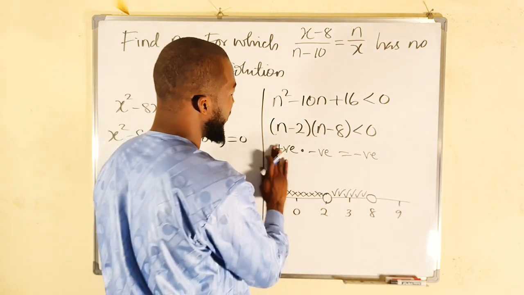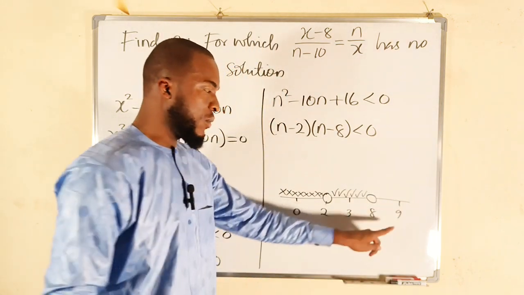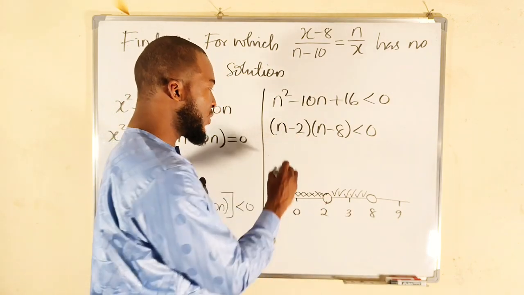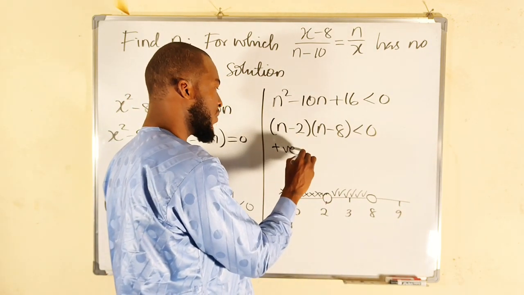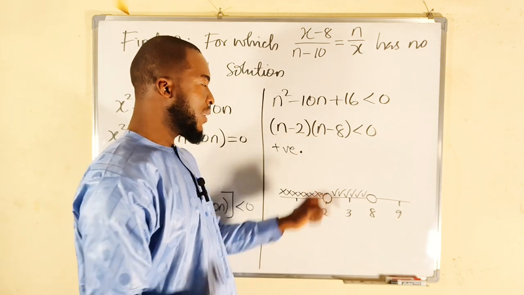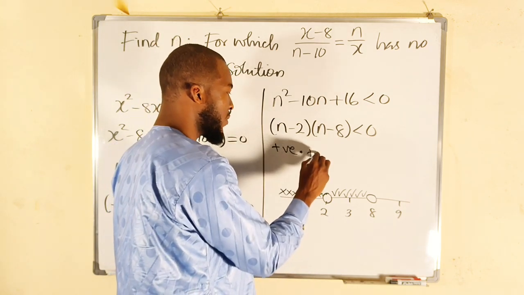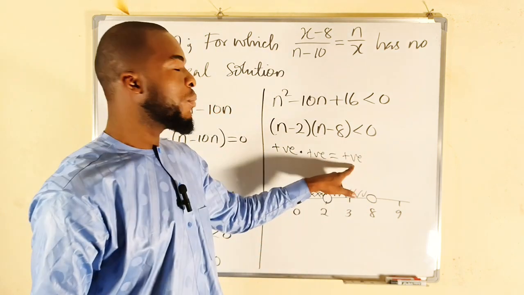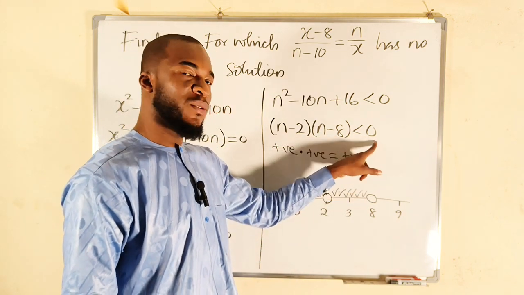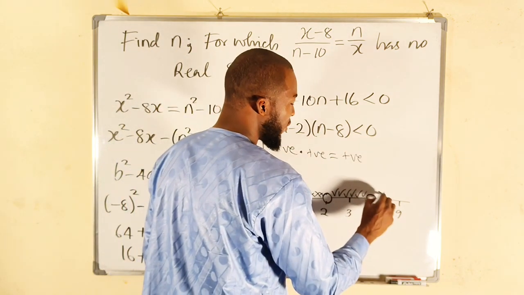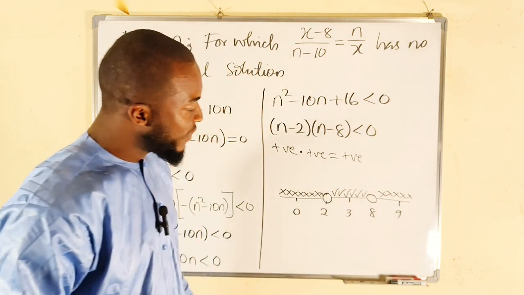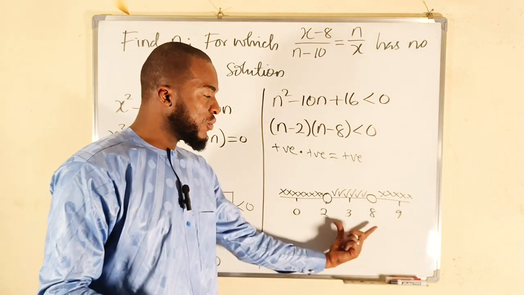Then lastly, let us test the right hand side of 8, which we have as 9. 9 minus 2 is positive, definitely. 9 minus 8 is 1, which is positive as well. Positive times positive is positive. And no positive value is less than 0. Therefore, we have no solution to the right hand side of 8. So the only place we have a solution is between 2 down to 8.